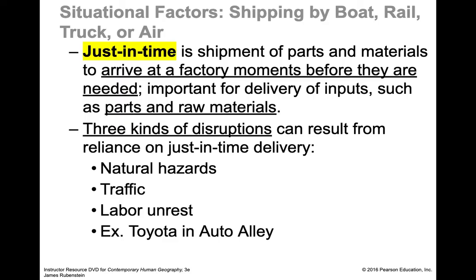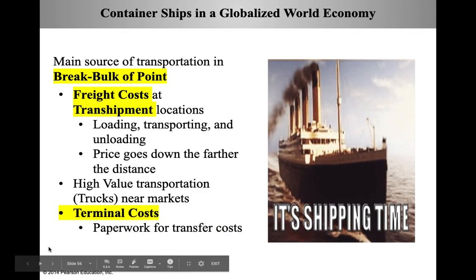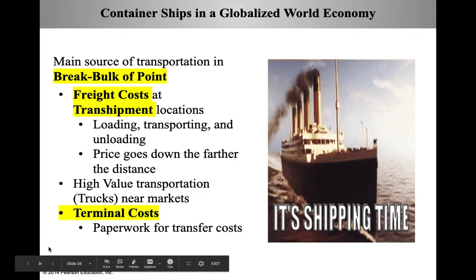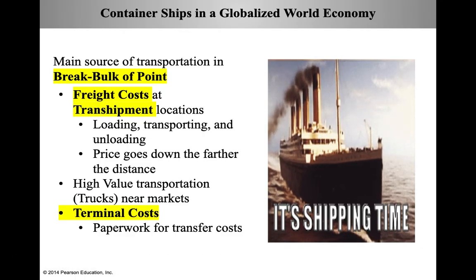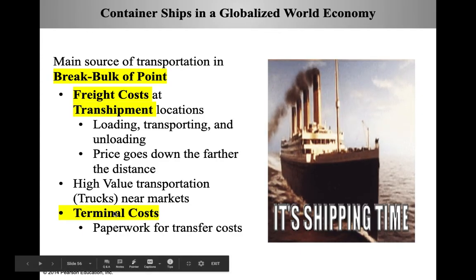Just-in-time delivery can be disastrous in the face of natural disasters, poor weather, closing of highways. It can be traffic, delays in traffic, or strikes, labor unrest. Here's a look at the world shipment routes, which we already saw. All right, again, the various costs that you look at when you use break-of-bulk points, because there are costs that rise with every break-of-bulk point, such as freight costs, transshipments, and terminal costs.